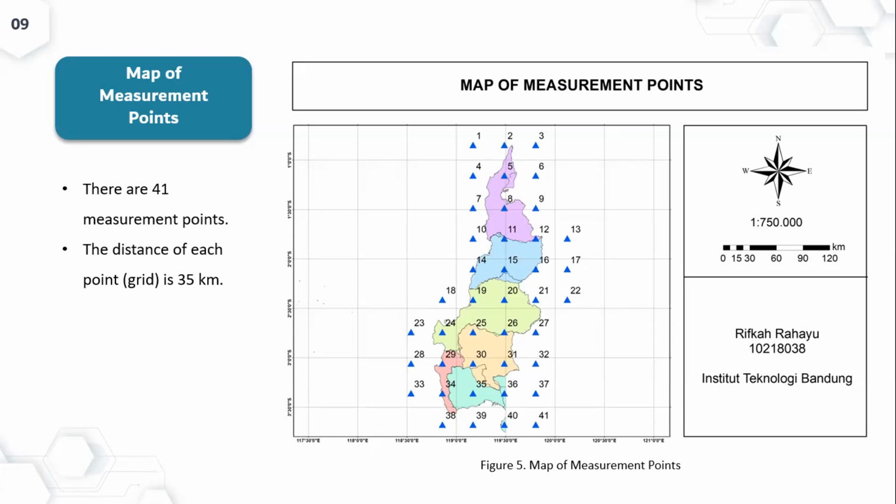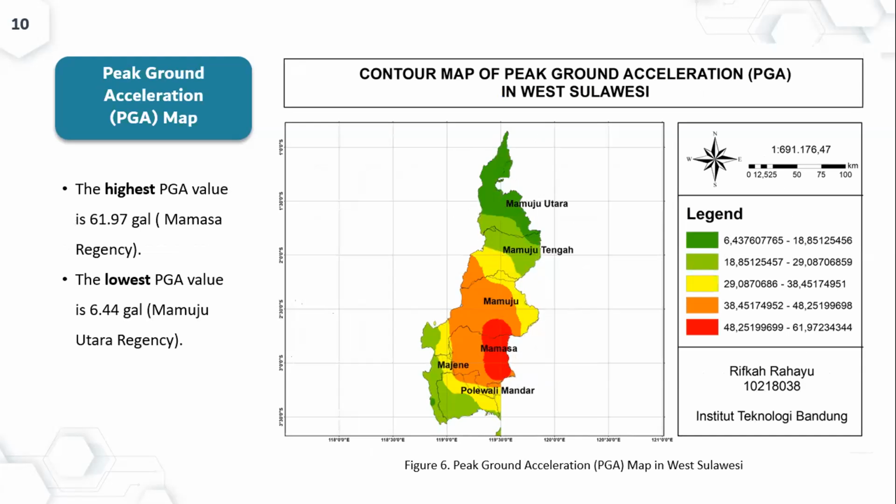And then after determining the measurement points, the largest PGA value is determined on each grid so that a PGA contour map is obtained. And this is the picture of the contour map of peak ground acceleration or PGA in West Sulawesi using the Esteva method, where the PGA values are classified into 5 classes, which are marked with dark green, light green, yellow, orange, and red colors, as seen in the map on this slide.